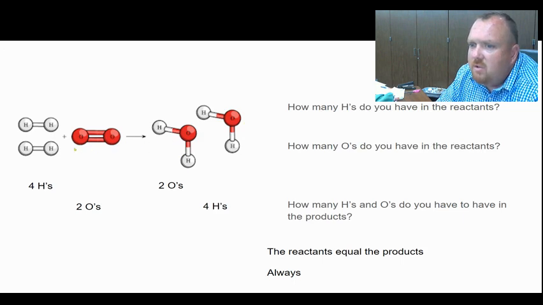Next, how many H's do we have here? Well, on the left, we can see that we clearly have four H's. If we have four H's on the left, or on the reactant side, we had better have four hydrogens on the product side. The reactants equal the products, always. That's not something where it's going to change. It's not I before E except after C. If I have four H's on the reactants, there will have to be four H's on the products.